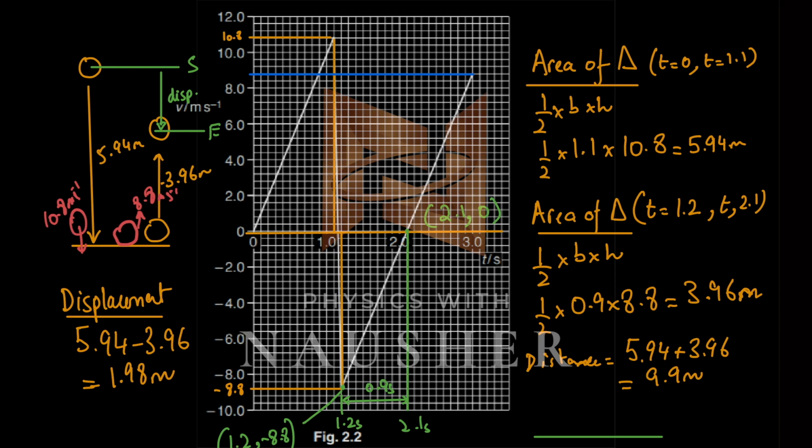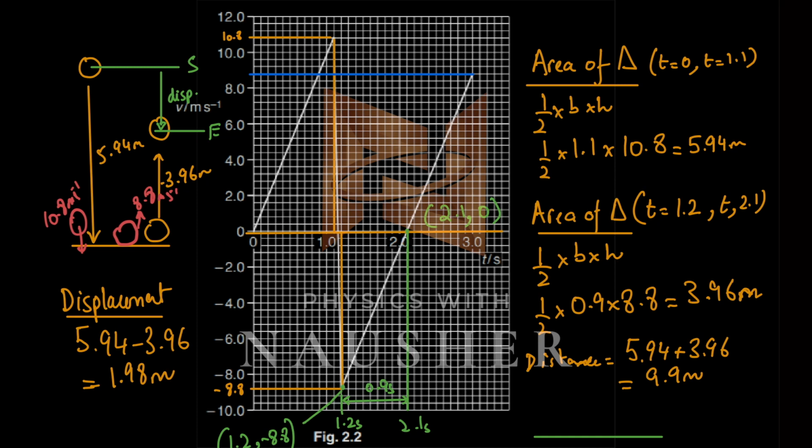Now the question is, if they ask you what is the total distance that you've traveled, to calculate the total distance traveled, you have to calculate literally all of this. So 5.94 plus 3.96, the total distance will be 9.9 meters. However, if they ask you what is your displacement, always remember it's from the start point till the end point. So you started from here, you went down, you came back up. This is your end point. This is your displacement. So for displacement, you will have to subtract these two. So 5.94 and 3.96 you will subtract and you get 1.98.